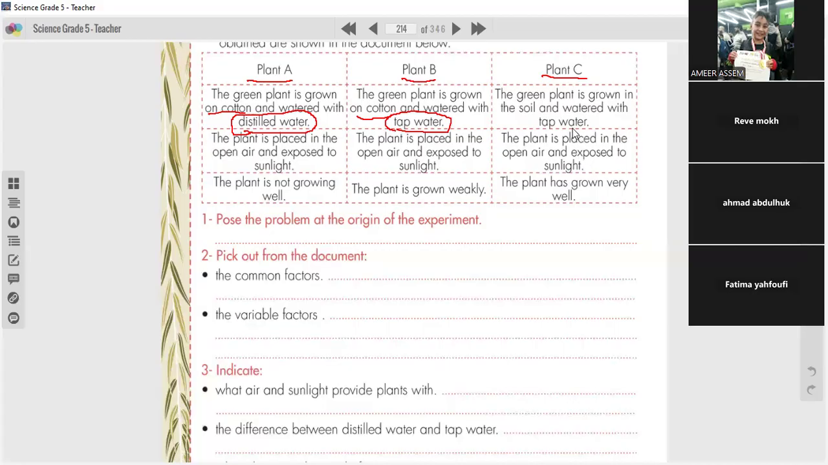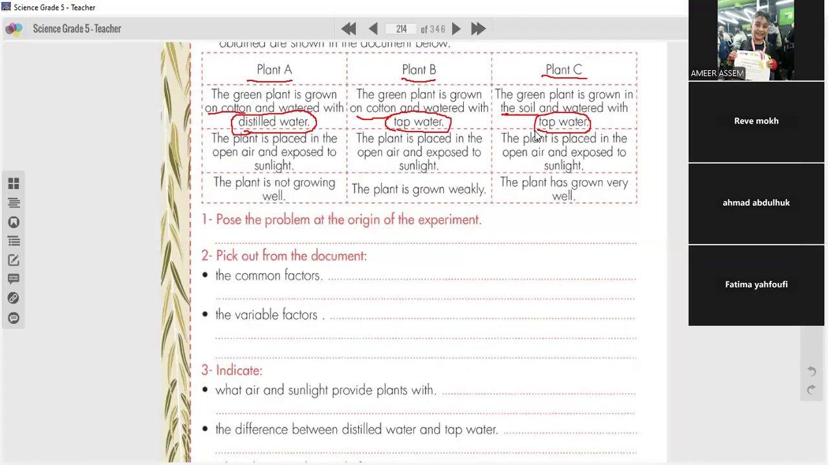The plant is placed in the open air and exposed to sunlight. Okay, wait. Here, plant C. You put the green plant, the second one, in front of plant B. Okay. The green plant is grown in the soil and watered with tap water. Okay, here we put the plant C in soil and watered with tap water, I mean water with mineral salts.